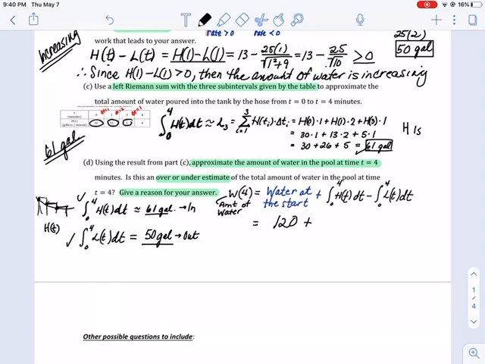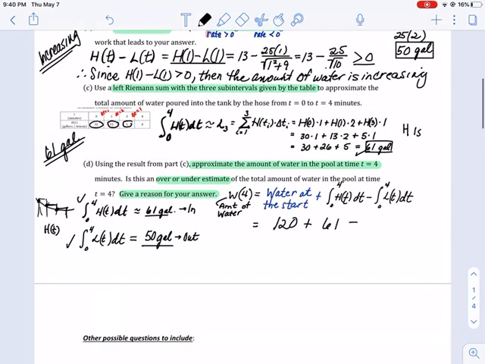Plus, then we have the integral of h of t from 0 to 4. And so that's going to give us the 61. And then we've got to subtract off what leaks out in the first four minutes, and that's 50. And so when we combine these together, it looks like we get 131 gallons. So set up. Okay, there's our answer.